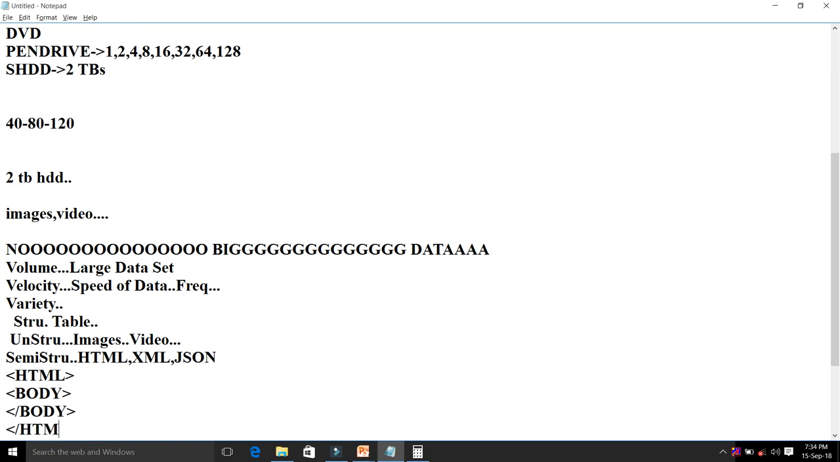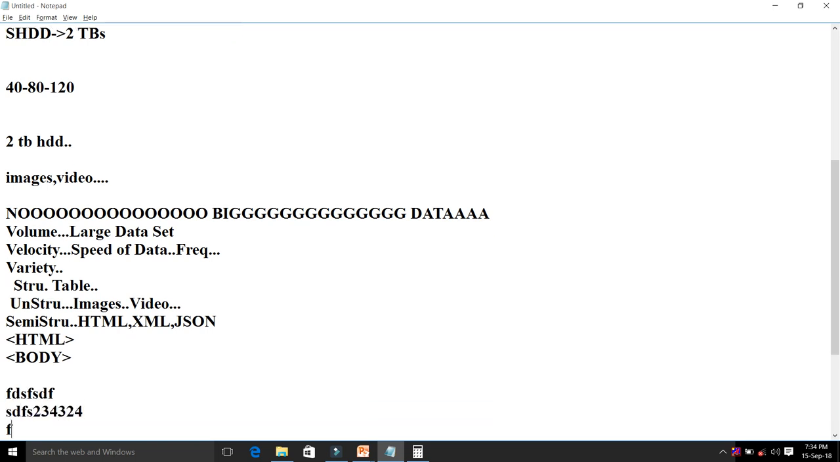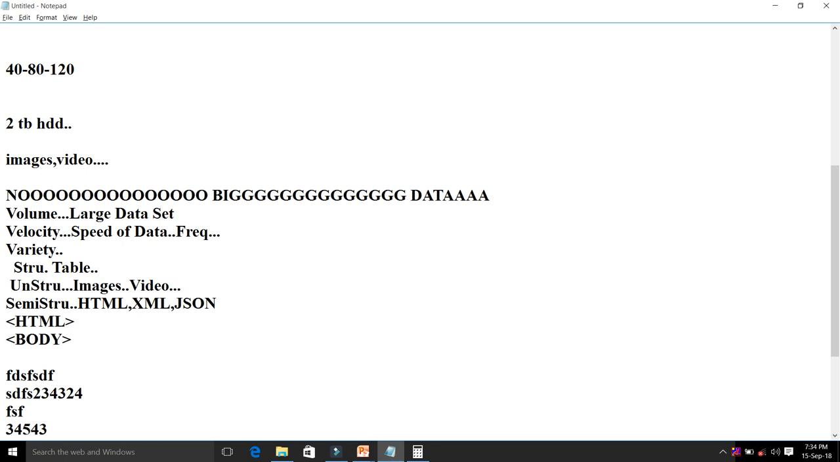Here we have a close tag of the HTML. So this is a fixed format to make the HTML page, but in between this body tag I can return anything. I can return a number, a string, a symbol, anything. I can also put in some images, videos, anything. The tag is fixed, but what I can put within the tag is not fixed. So this is a combination of structured and unstructured data. This is called semi-structured data.